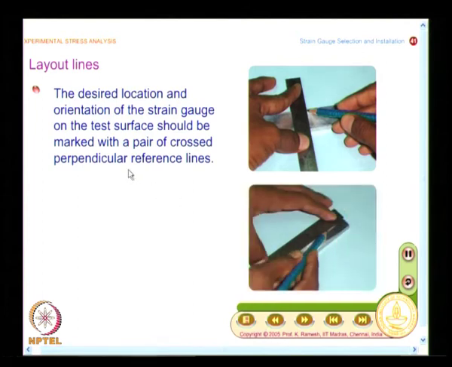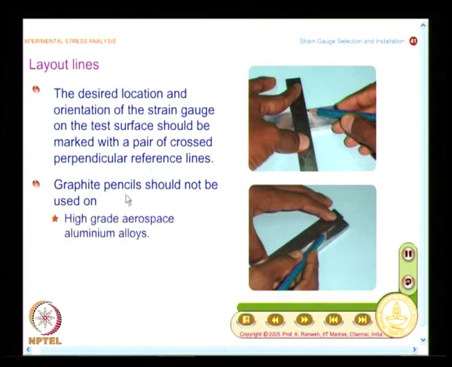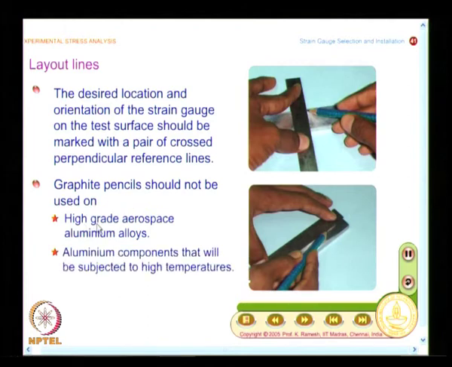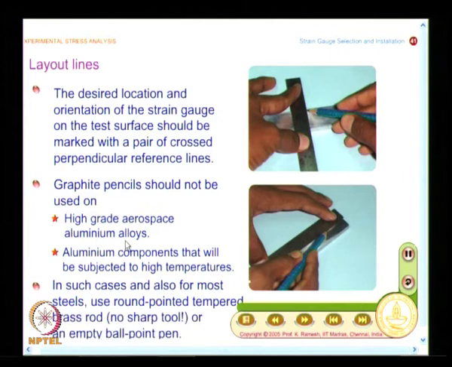So, you put perpendicular lines, and as I mentioned earlier, you cannot use graphite pencils on high grade aerospace aluminum alloys or on aluminum components that will be subject to high temperatures. Though in the class you might have used a simple graphite pencil because you worked on aluminum which works at room temperature, this is acceptable.